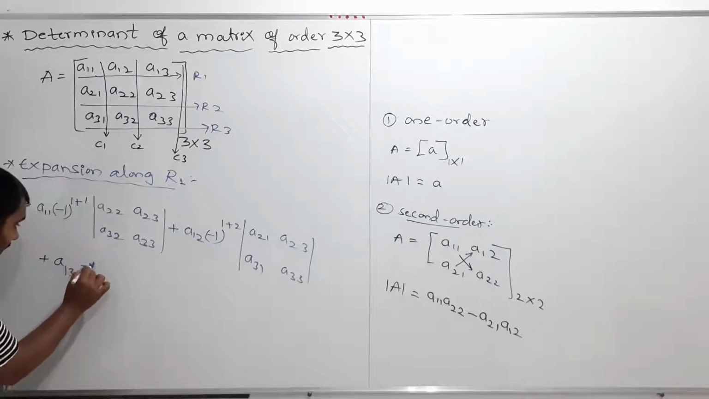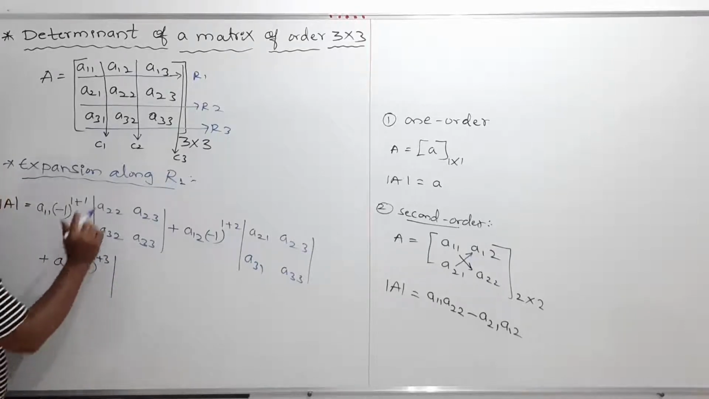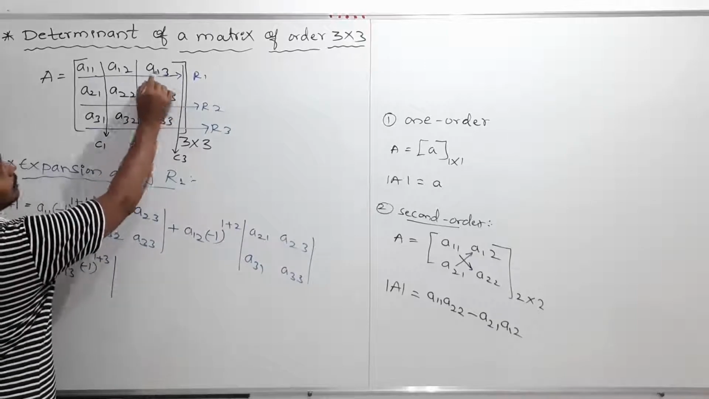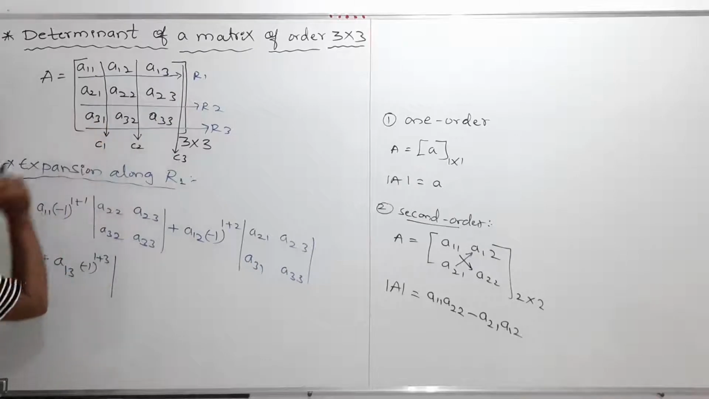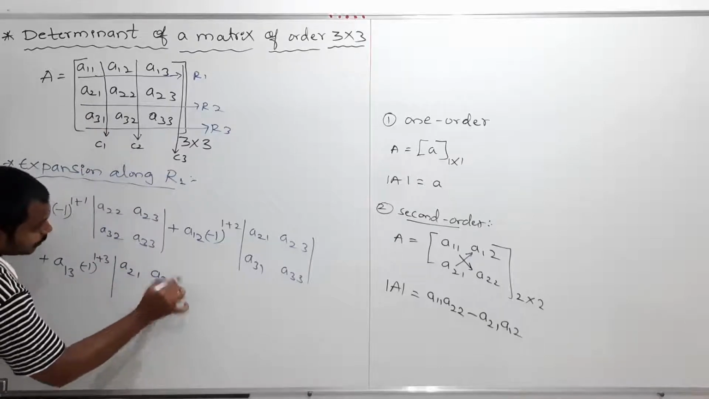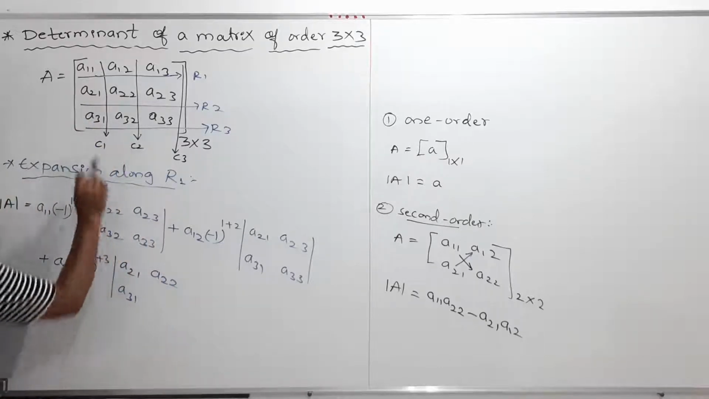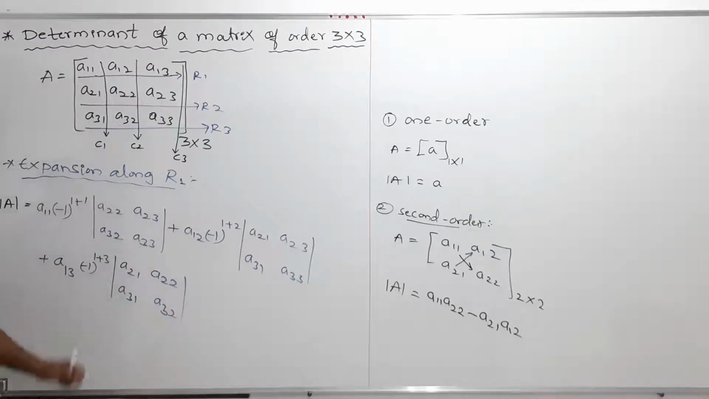Now again multiply with -1 whole to the power sum of the suffixes 1 plus 3, and again into determinant of, you should consider it as A13. Where does A13 lie? This row and this column. First row, third column you should leave. You should take the remaining elements' determinant. That is A21, A22, A31, A32. Clear?